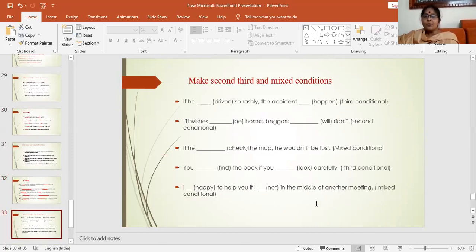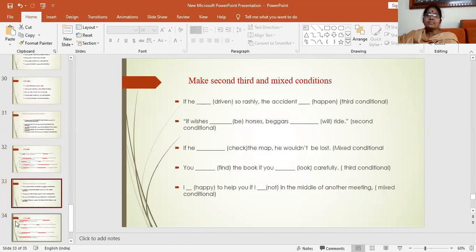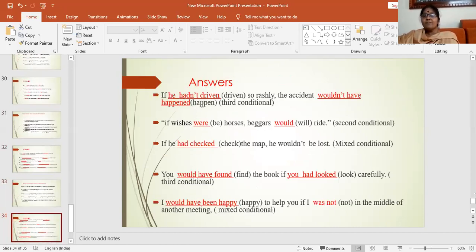Similarly, see, he has given us some more blanks over here and asked us to fill. Let us see what the answers are. Now look at this. If he hadn't driven so rashly, the accident wouldn't have happened. This is our third condition. If wishes were horses, beggars would ride. Second condition. If he had checked the map, he wouldn't be lost, right? You wouldn't have found the book if you had looked carefully. I would have been happy to help you if I was not in the middle of another meeting. So see how we made third conditional, second conditional, mixed conditional sentences.